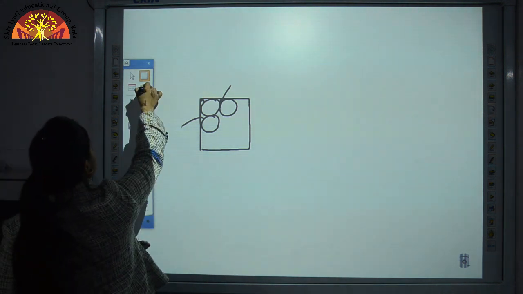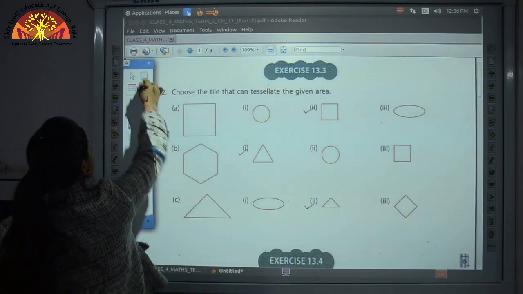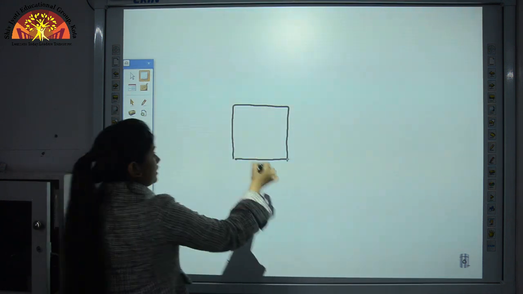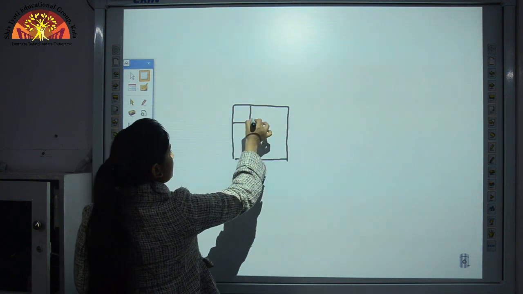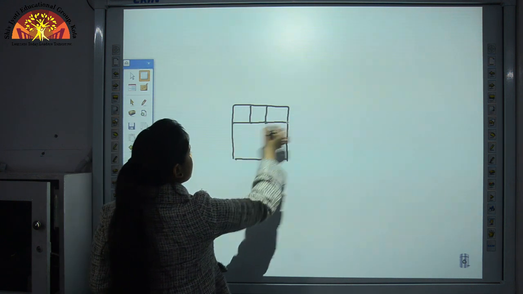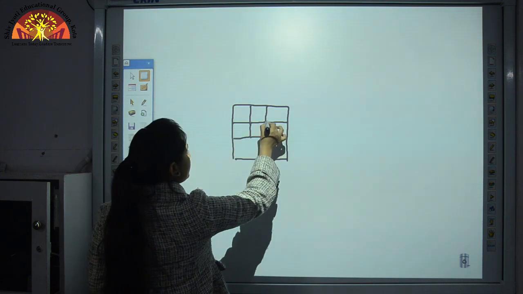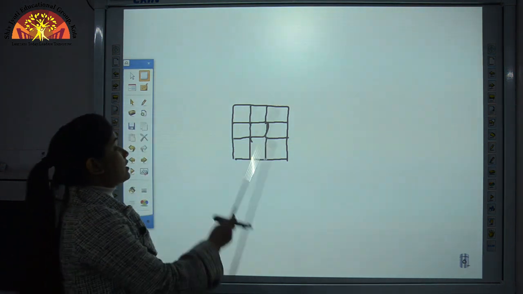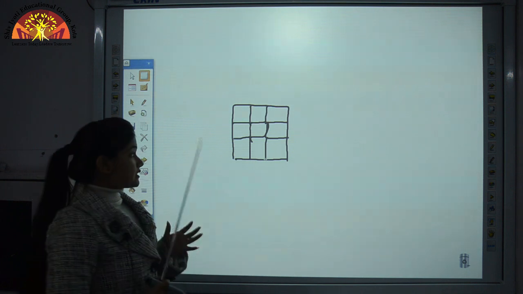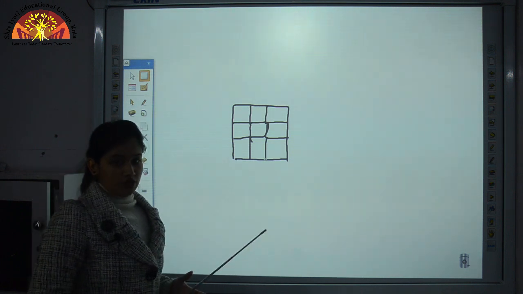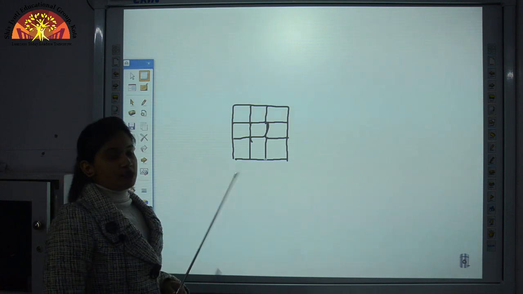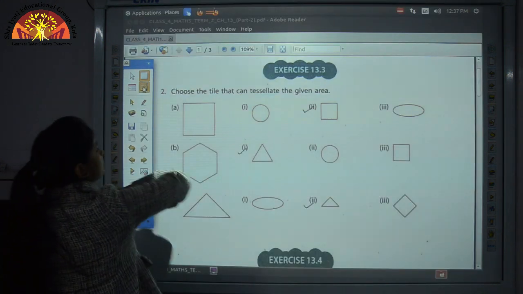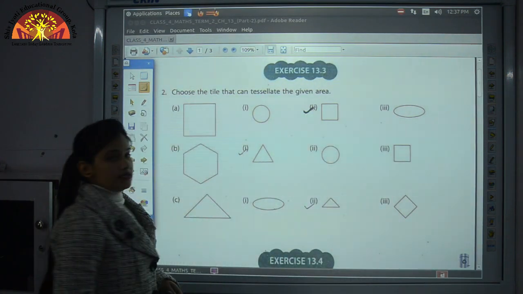So now we have to take the next shape, that is a square. If I take a square, this is the given area. Now I am taking a square. Again I am taking a square. So now what we are observing, if we take a shape of a square, this will completely be an example of tessellation. Now we cannot see any space between these shapes. Is it clear students? So which is the correct option for this? The correct option will be the second one, that is a square.